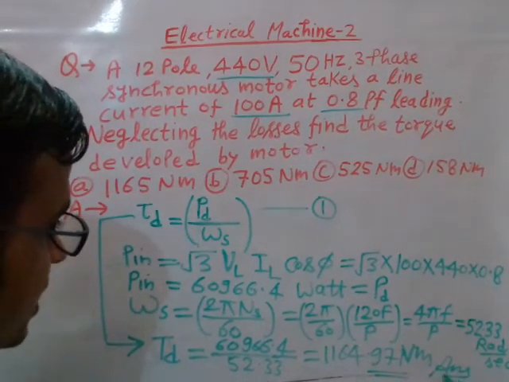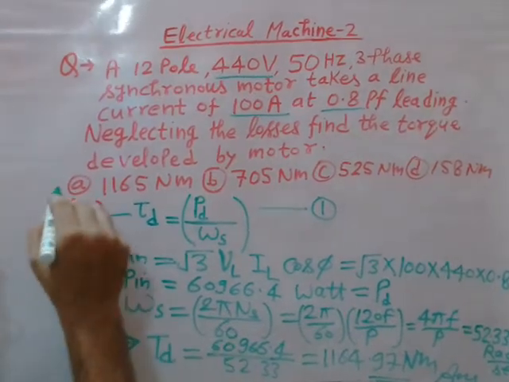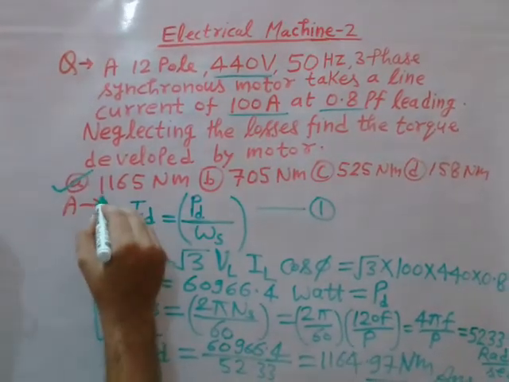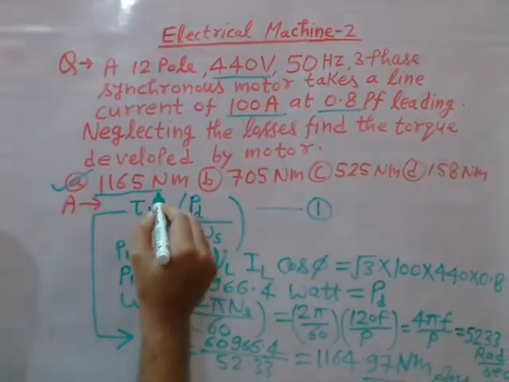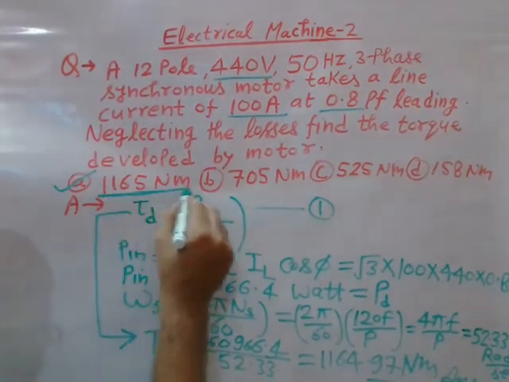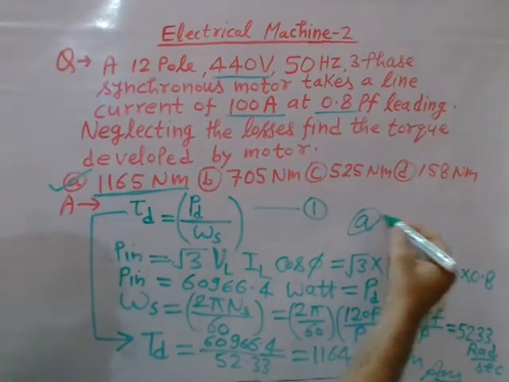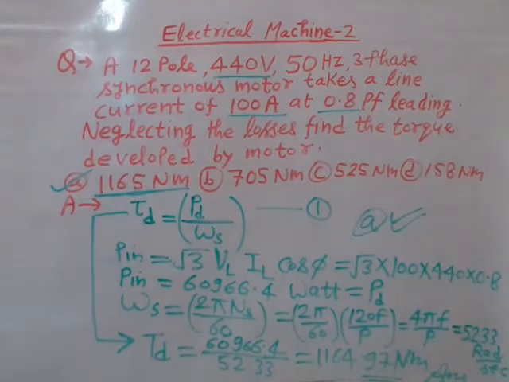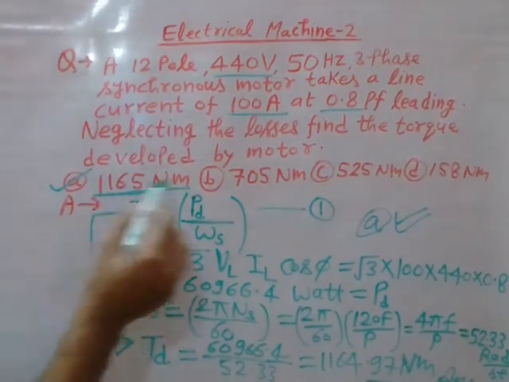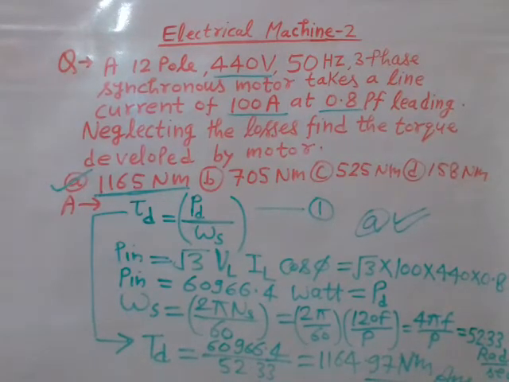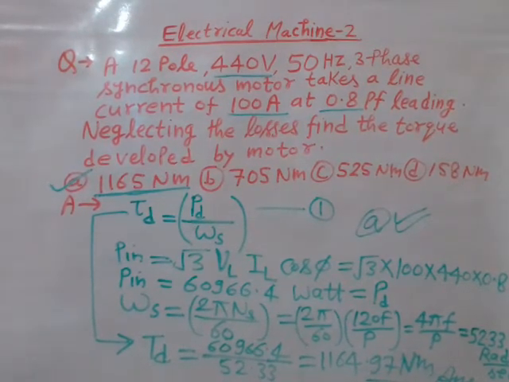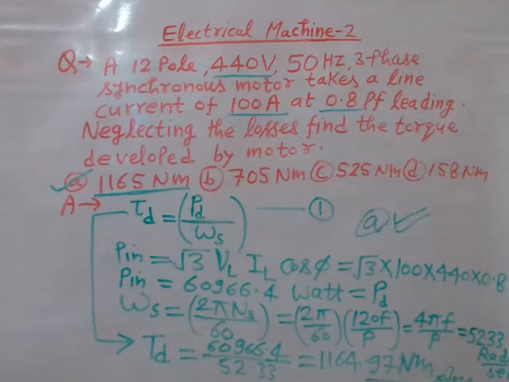So which option is correct now? Option A is correct, right? 1165 Newton meter. Option A is correct. 1165 Newton meter is the value of developed torque, right? So like this you can approach this question.